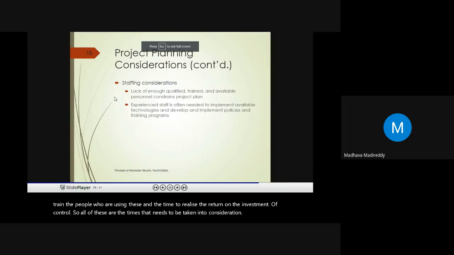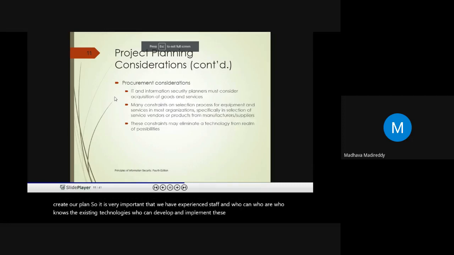Then we need to look at the manpower. If you don't have qualified and trained available personnel, then that will put a lot of strain on how effectively we can create our plan. So it is very important that we have experienced staff who know the existing technologies, and who can develop and implement these policies and training programs.